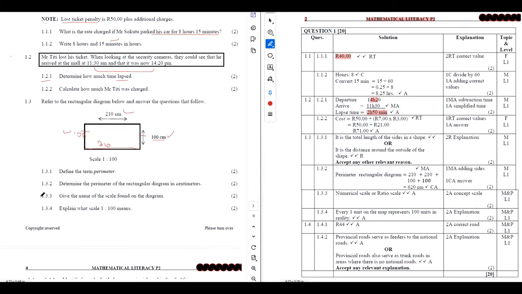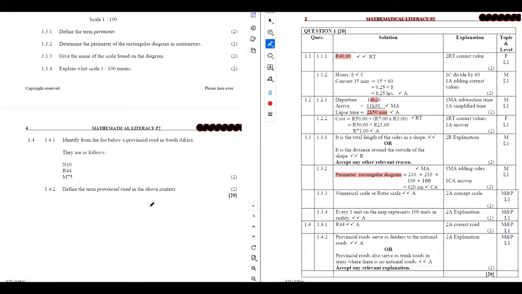Okay, and then if we check another question, we are told to determine the perimeter of the rectangular diagram in centimeters. Guys, the perimeter is the total distance around the shape, right? So if you add all your sides, you should be able to get your perimeter. Even if you check your memo, you can see that that's what they did. They add all the sides.